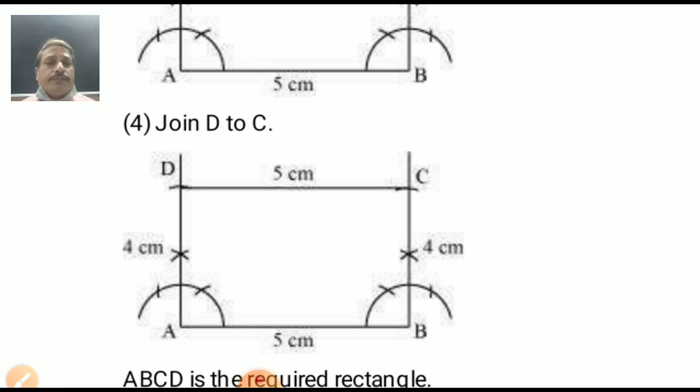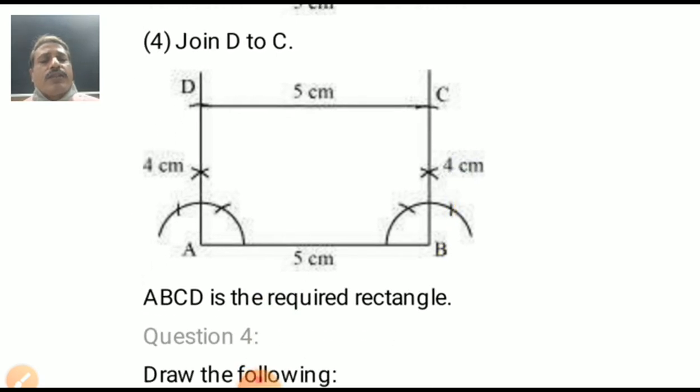Join C and D. Don't rub extra lines. Okay, if it is too big, then rub it, but some parts should be there. Look, I also kept them. ABCD is our required rectangle. Anyone in doubt regarding this one?